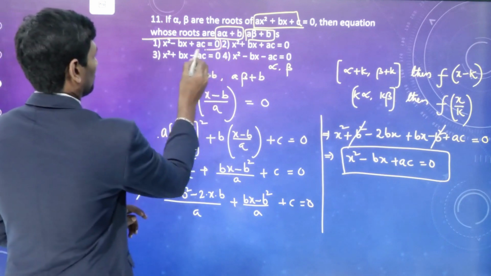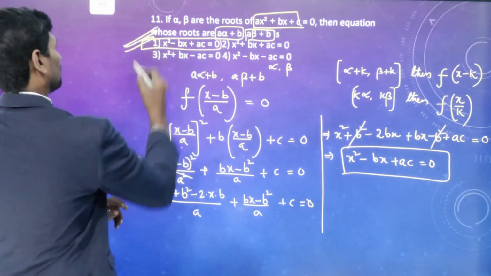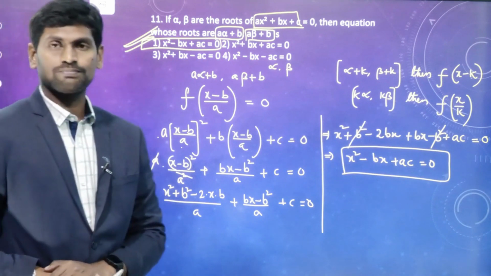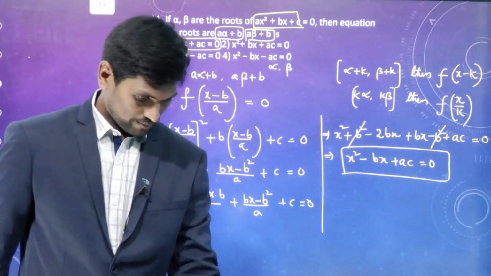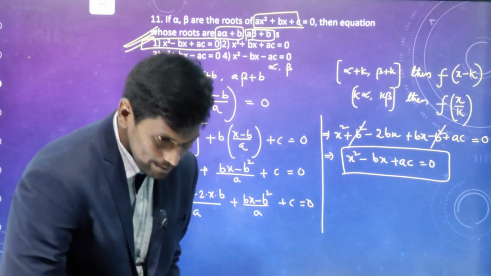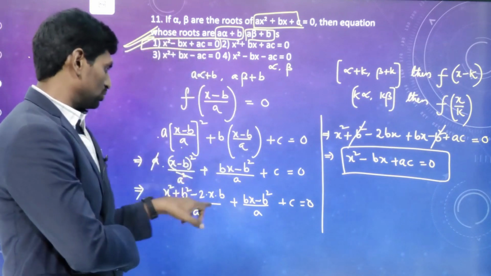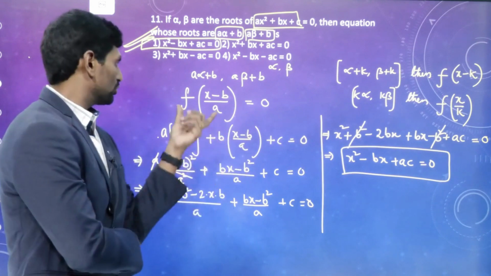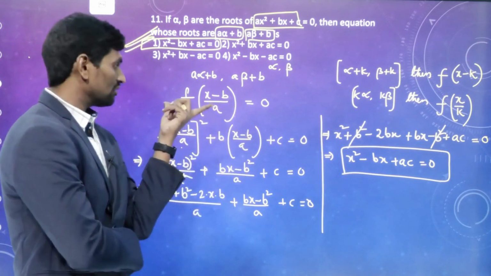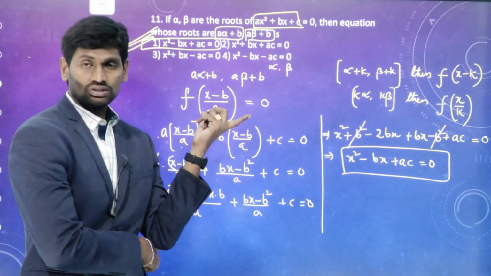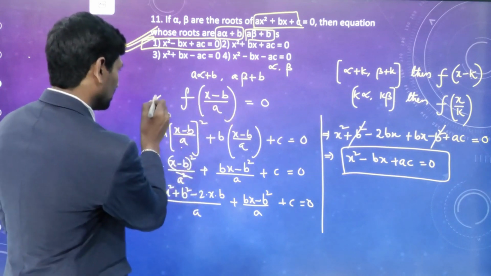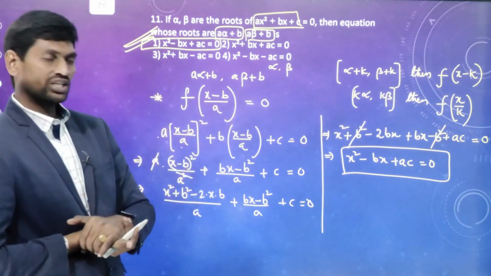Option 1. X square minus bx plus ac equals 0. Please note it, children. So it has taken 5 steps: 1, 2, 3, 4, 5 steps. You should identify this one. It is also one of the transformation rules.